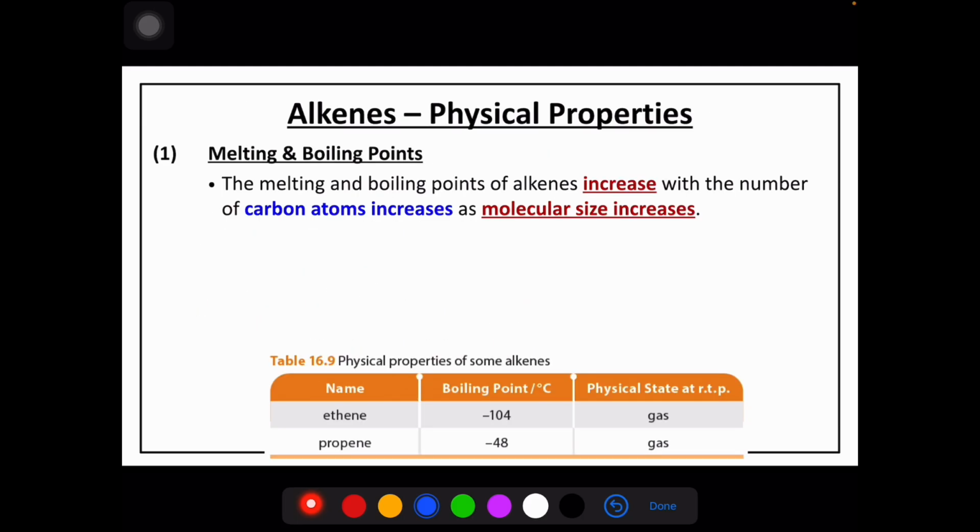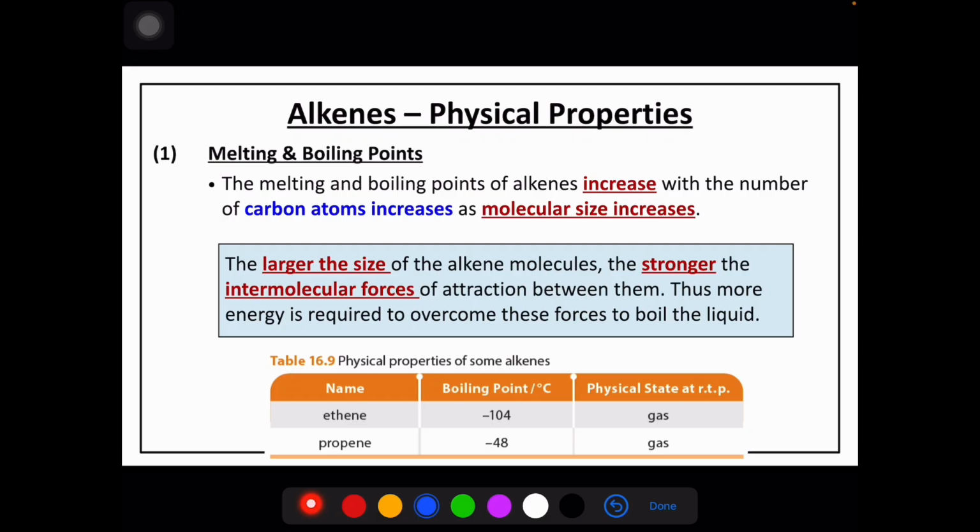Let's take a look at the physical properties of alkenes then. You'll notice that the next few slides of physical properties of alkenes actually resemble the physical properties of alkanes. In fact, there's a few typos that I need to change later on. And the reason is because they are actually in the same description. So similarly to alkanes, the melting point and boiling point increase when the number of carbon atoms increases, because the larger the size of the molecules, the stronger the intermolecular force of attraction.